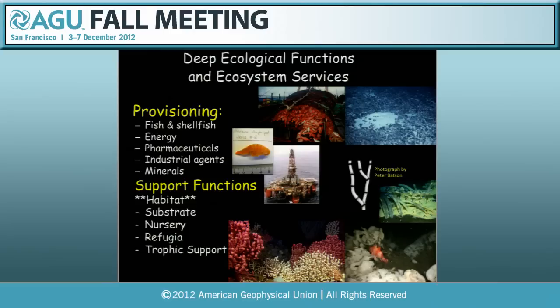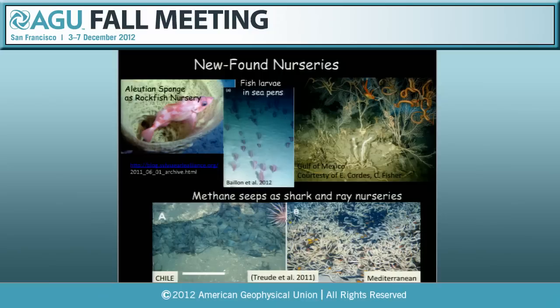We've come to discover just recently that many of the habitats I've shown you provide important nursery functions. Sponges in the Aleutian Islands support rockfish, so do sea pens. It turns out they're all full of tiny little fish larvae, obtaining refuge among the stinging cells. Gorgonian corals support a wealth of biodiversity. And we've just discovered recently that methane seeps serve as nursery grounds for skates and rays in places as diverse as Chile and the Mediterranean. Perhaps they're obtaining refuge from predators, using the high sulfide levels there.